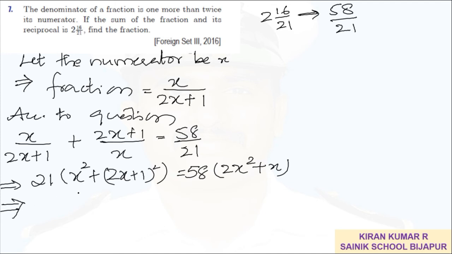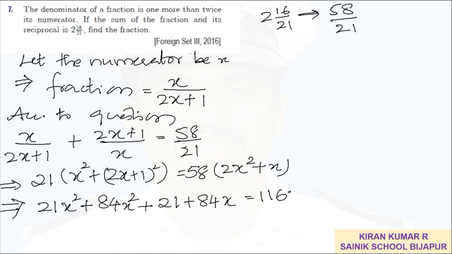Further you simplify, you will get the equation as 21x square plus 4 multiplied to 21 is 84x square plus 1 multiplied to 21 is 21. 2ab is 4x multiplied to 21, which is 84x equal to 116x square plus 58x.